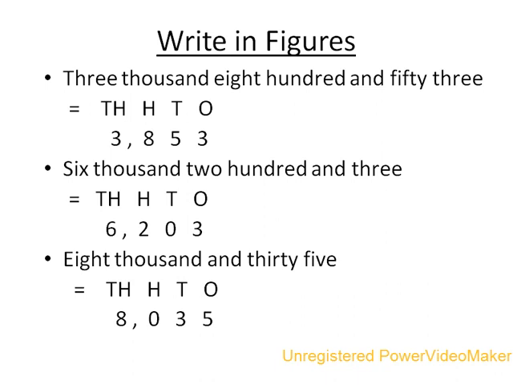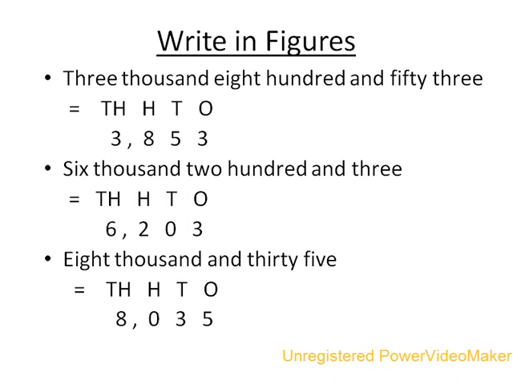Now the next example, 6203. Now in this 6000 is said, so I will mention 6 at the place of 1000. 200, so at the place of 100 I will mention 2. And 3 means only 3, so it will come to the place of 1. And there is no tens there, so I will put 0 there. So it will become 6203.